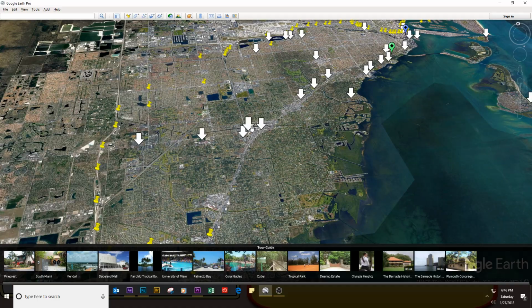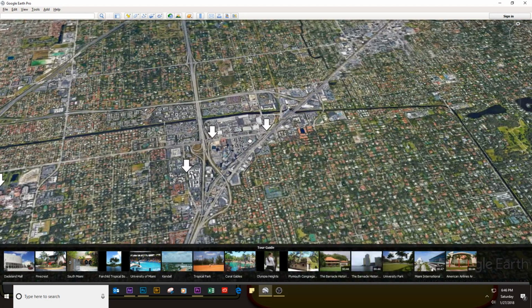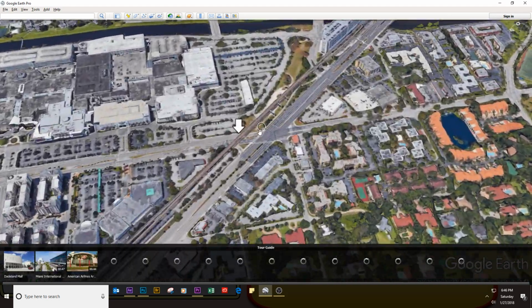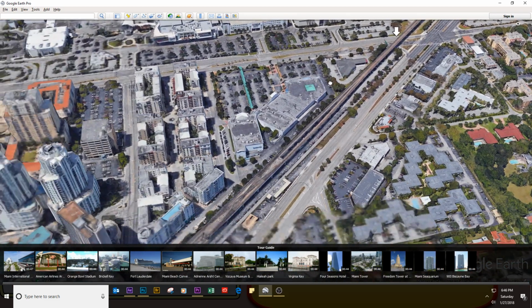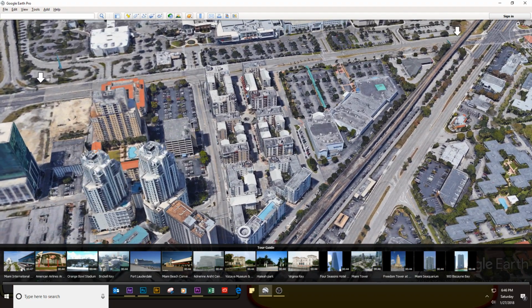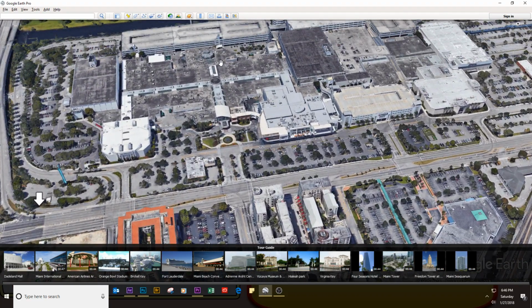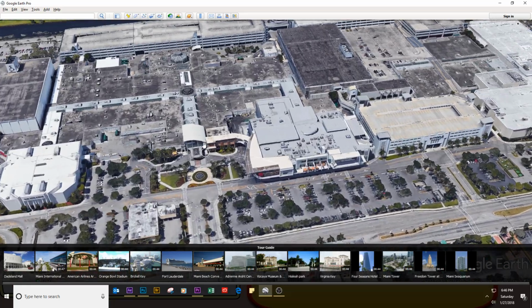This is Kendall. This is where the train, these cluster of buildings, okay, on this side, Dixie and 88th Street. Yeah, Dixie and 88th Street. This is Dadeland Mall here, people. Dadeland Mall.